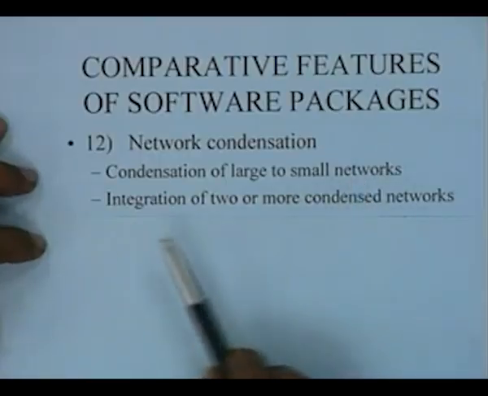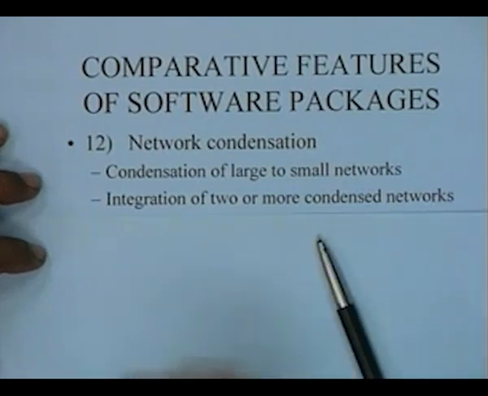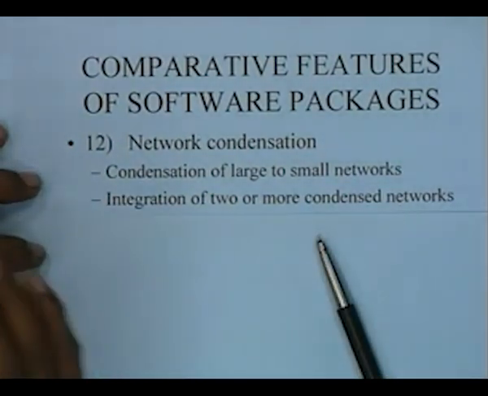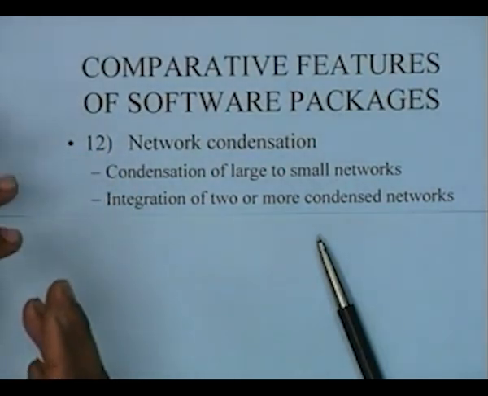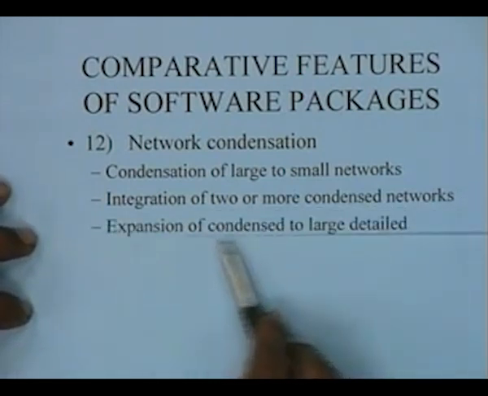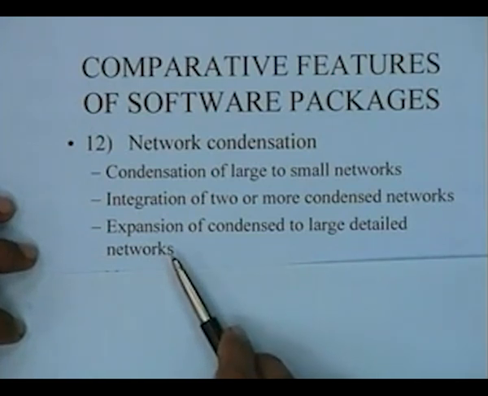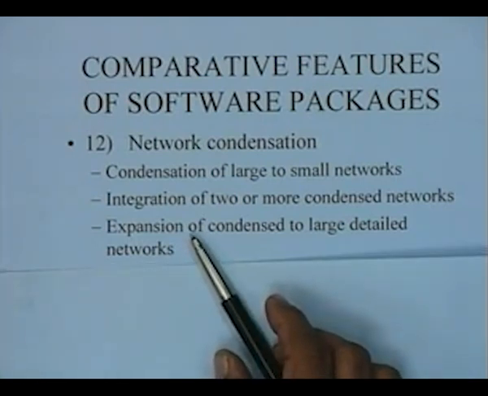It could be useful not only for condensation of large to small networks, but also for integration of two or more condensed networks. You could take a small portion of one network, a small portion of another network, put them together and make a new network out of that. That kind of facility, do you have it? That's called network condensation essentially. And then the expansion of the condensed to large detailed networks. Because this would allow people to work in modules. This kind of thing is becoming very, very popular, right?